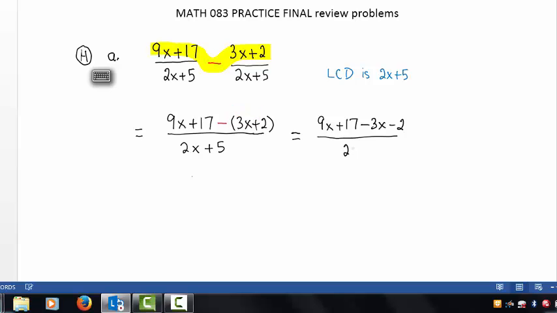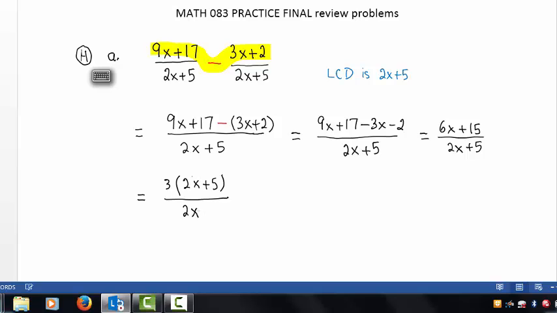In the denominator we have 2x plus 5. The numerator cleans up to 6x plus 15. Recall that we cannot simplify a fraction until the numerator and denominator are factored. In the numerator we can factor out 3, and we write 3 times the quantity 2x plus 5.